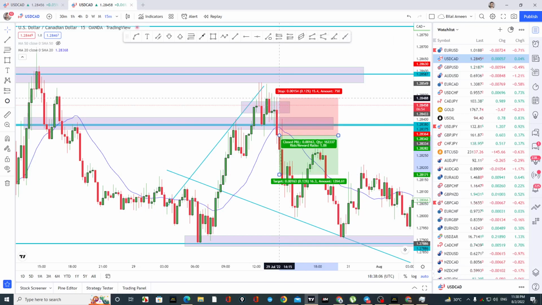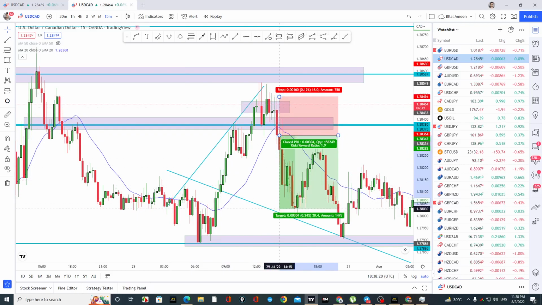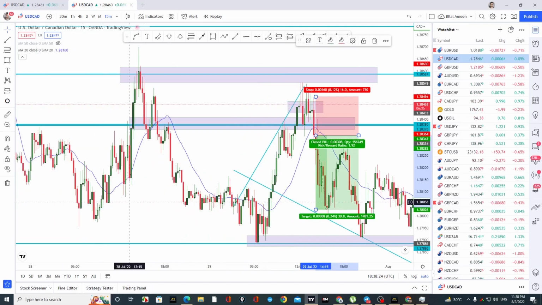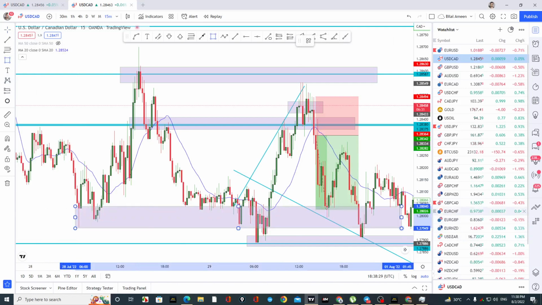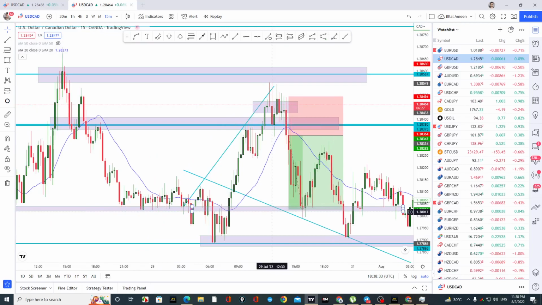We will set our SL according to our previous high in the market. As we can see here, these are our previous high, and we will set our take profit according to our previous low in the market. As we can see here, these are the major low in market ever. So this is our perfect trade in the market.